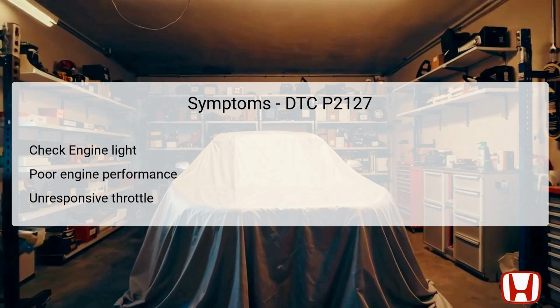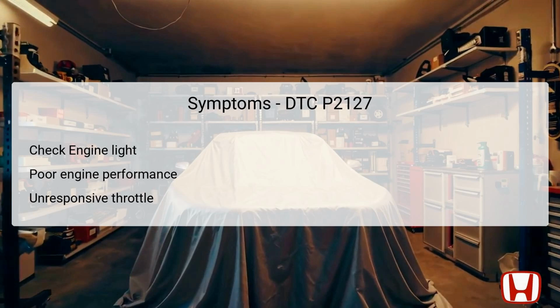The symptoms associated with DTC P2127 are crucial in identifying the issue with the APP sensor. Drivers may first notice the check engine light illuminating on the dashboard, indicating that the engine management system has detected a fault. Additionally, poor engine performance is often a notable symptom. The vehicle may hesitate to accelerate or may not respond appropriately to throttle input.